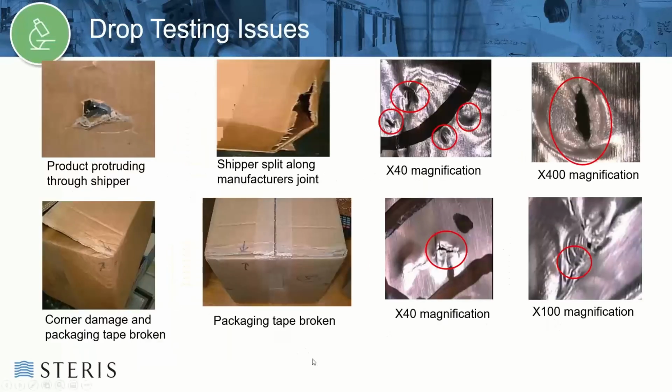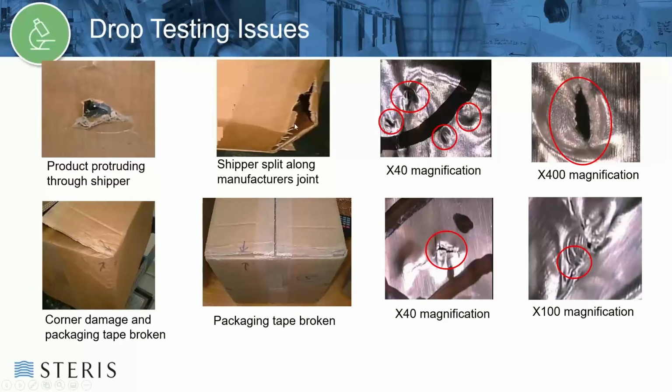Some of the common drop testing issues: you've got your product that is now poking through your shipper. You've got splits in the box, in the tape, corners that are dented. Again, we talked about setting your acceptance criteria, and it's important to do that because these are not necessarily failures of your study. If you define your acceptance criteria as being that the sterile barrier has been maintained and the product is still functional, these could be determined to be acceptable.